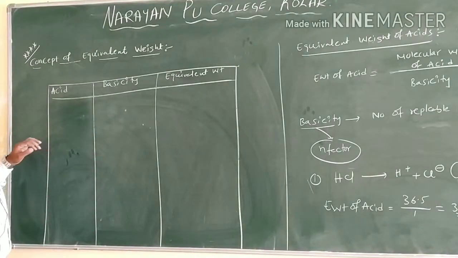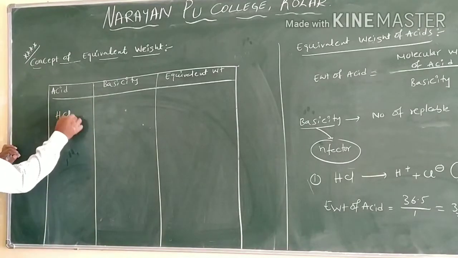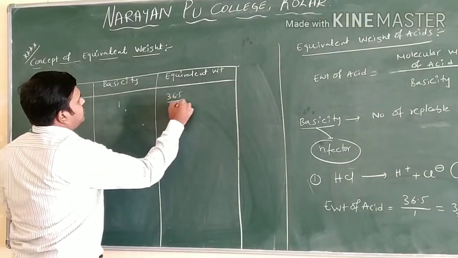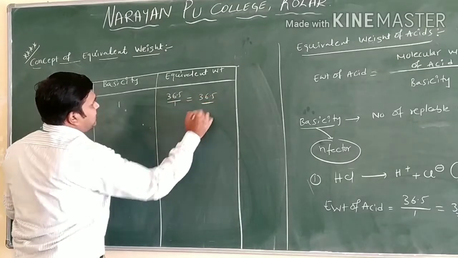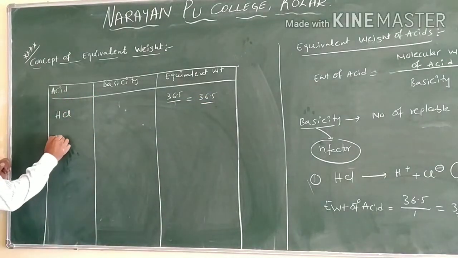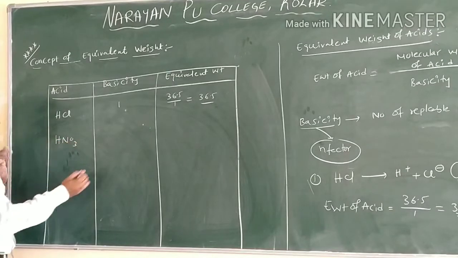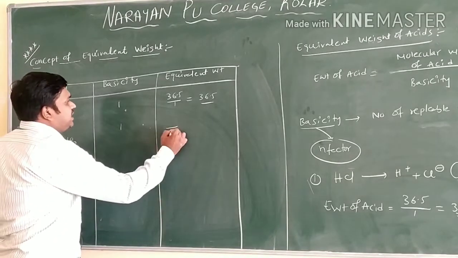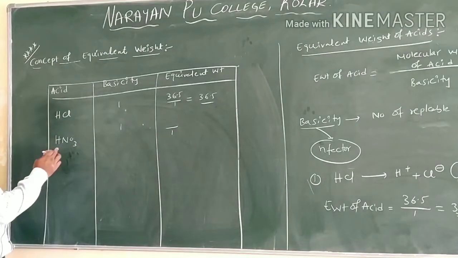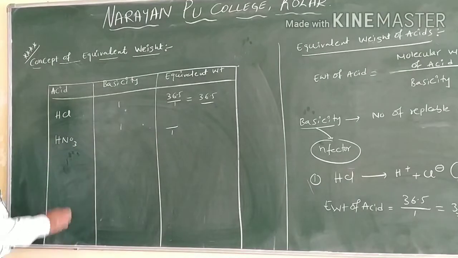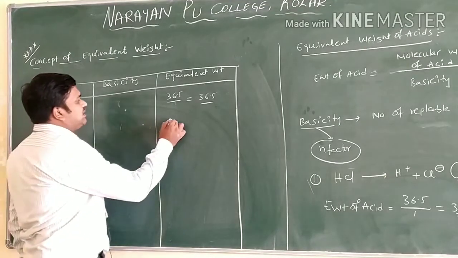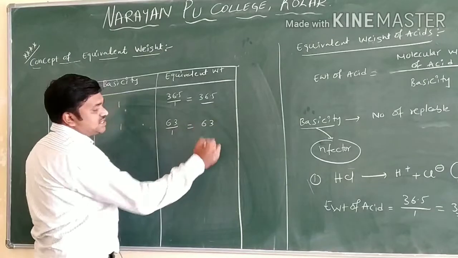Let us see some examples related to these acids. Already I wrote HCl, basicity is 1, and equivalent weight you will get 36.5 only. And if you take HNO3, basicity is 1, because it dissociates into H plus and NO3 minus, so it gives 1 H plus ion. So its basicity is 1 only. You can identify the molecular weight of nitric acid: 14 plus 1 is 15, 15 plus 48, you will get 63. That is 63, the equivalent weight of the acid.